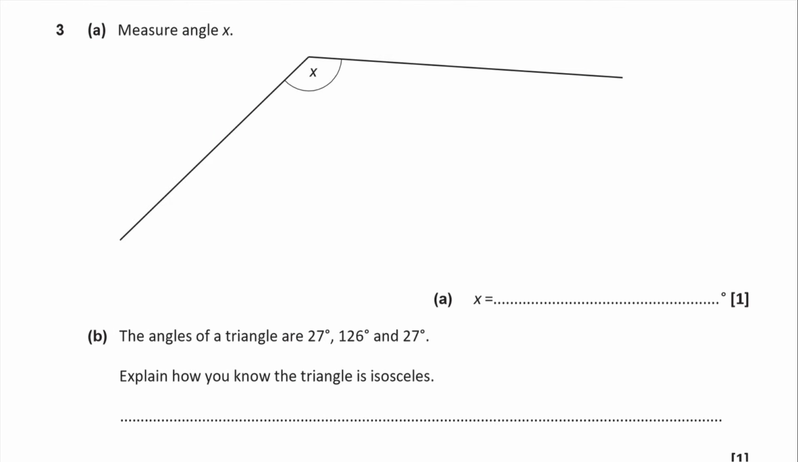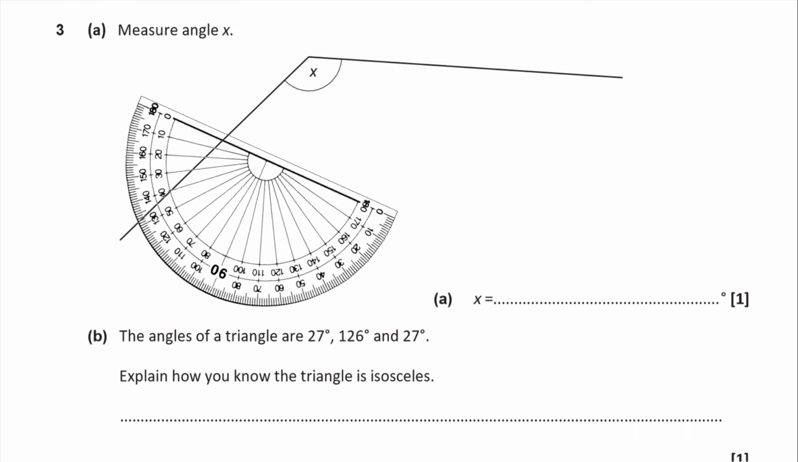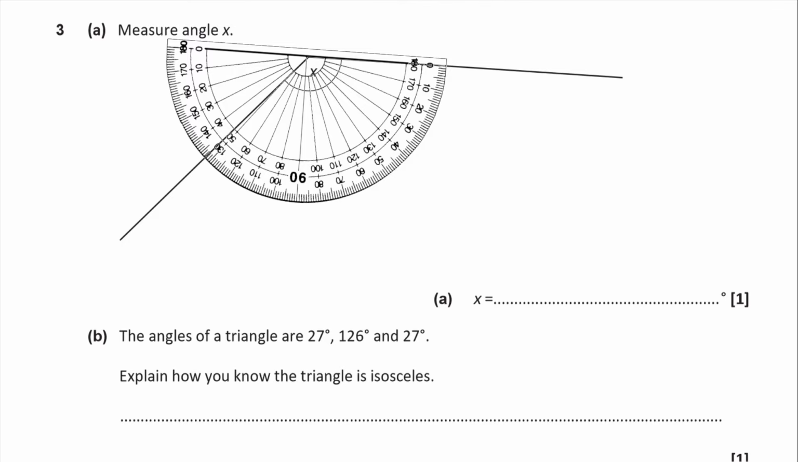Question 3, part A, measure angle X. So I'm just going to put the protractor down on the angle. I'm going to make sure the center of the protractor is in the center of the angle where the two lines meet, and one of the arms of the angle is running down the 0 line of my protractor.